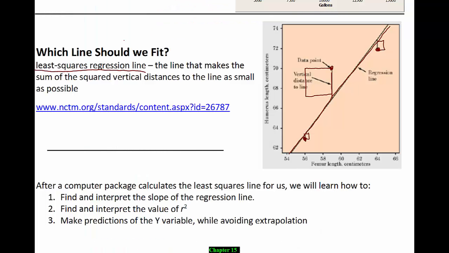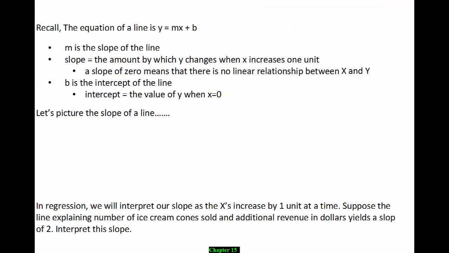After a computer package calculates the least squares line for us, we're going to learn how to find and interpret the slope of the regression line, find and interpret the value of r squared, and make predictions of the y variable while avoiding extrapolation. Let's remind ourselves what the equation of a line is.